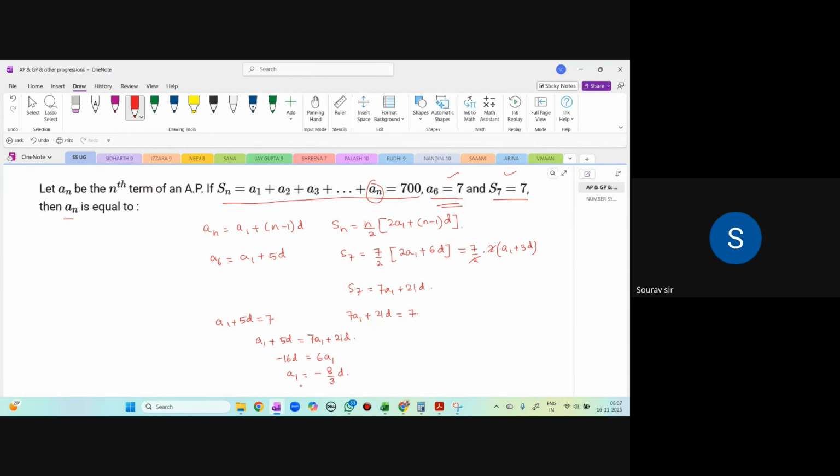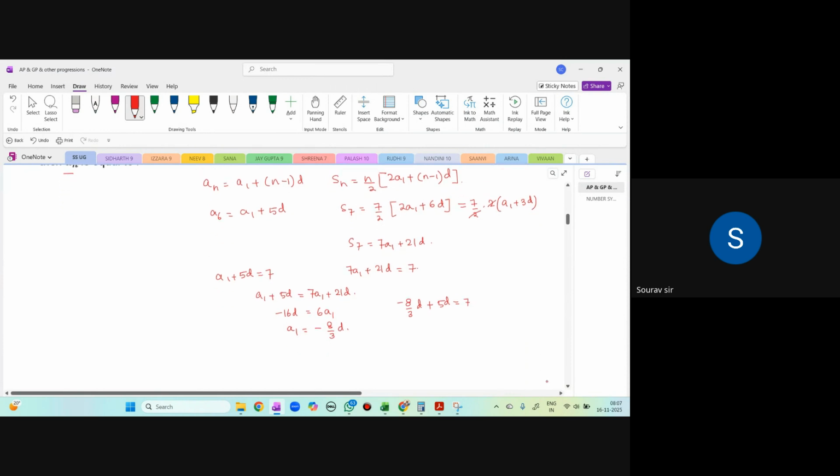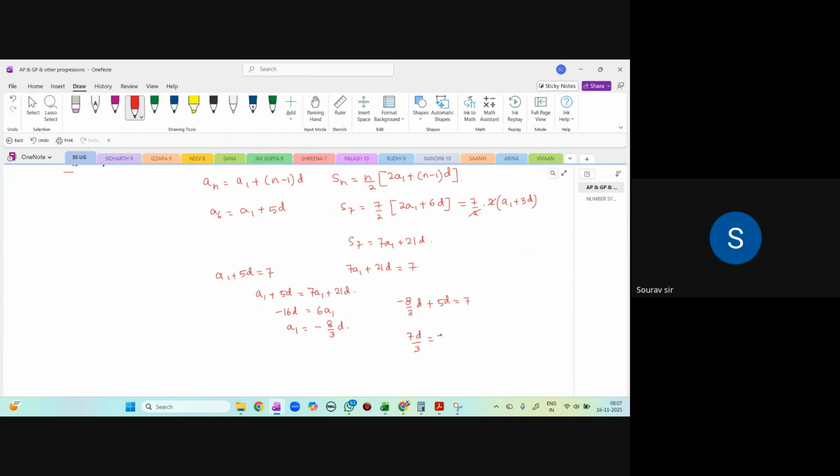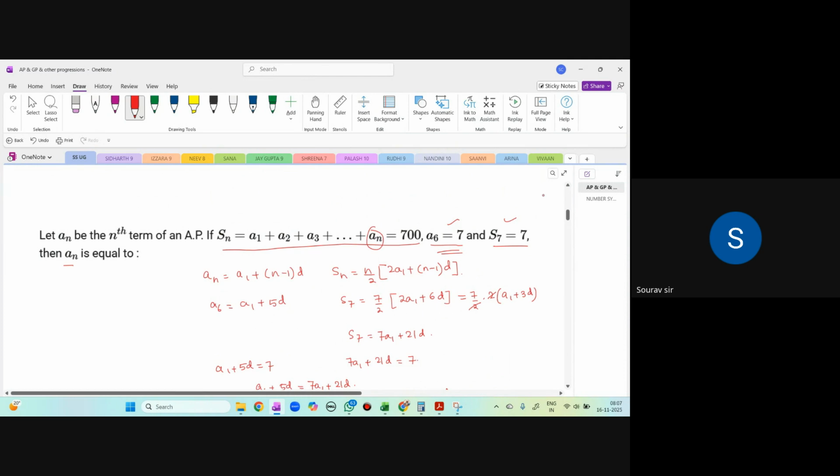So now you put this in any one of the two. You can put it in the first one. So you get minus 8 by 3 D plus 5D is 7. So you have minus 8 plus 15 is 7D by 3 is 7. So D is 3. So if D is 3, then A1 is minus 8 by 3 into 3, which is minus 8. So now you got A1 and D both.